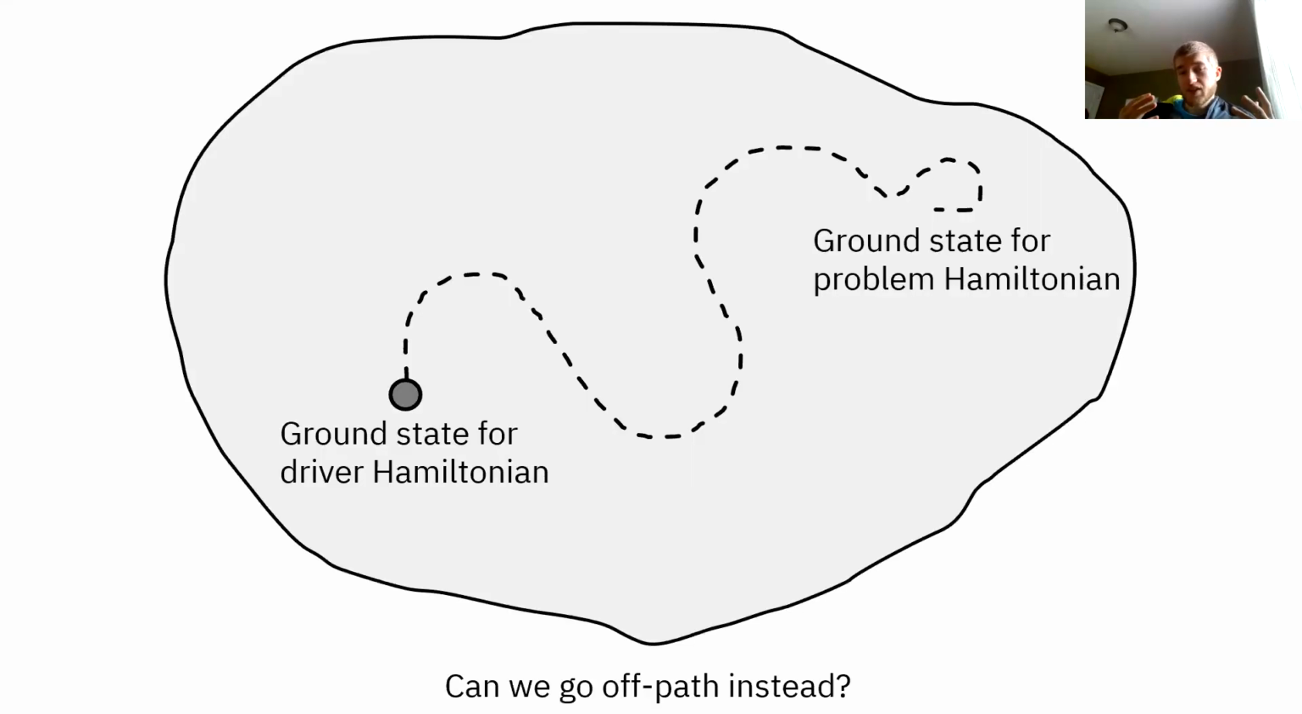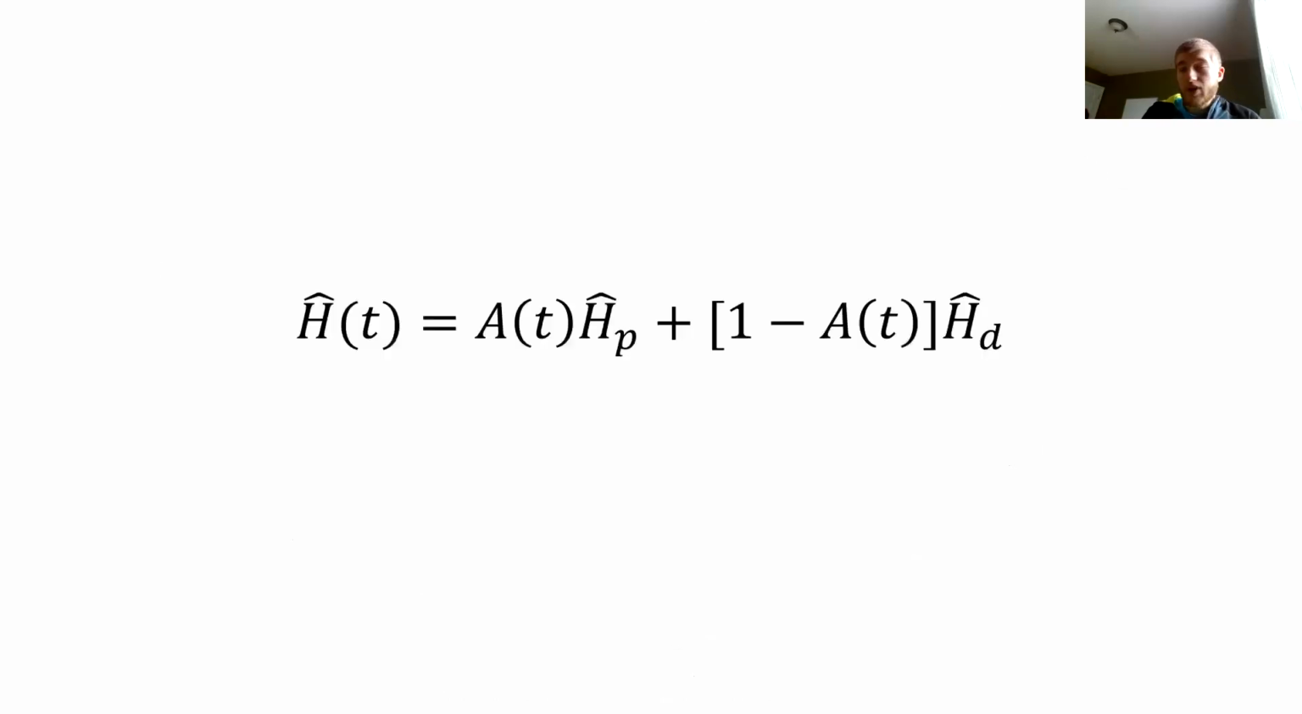So like I said, the idea here is, can we go off the path? Can we start from our ground state for our driver Hamiltonian and then go off path, but faster, and get to our ground state, such that we can, say, measure the ground state for this problem Hamiltonian, or get some basis state of this ground state with finite probability. That's really our hope. Okay, so that's the setup for what I want to talk to you about today.